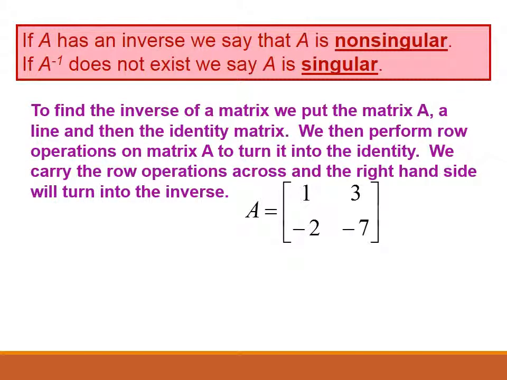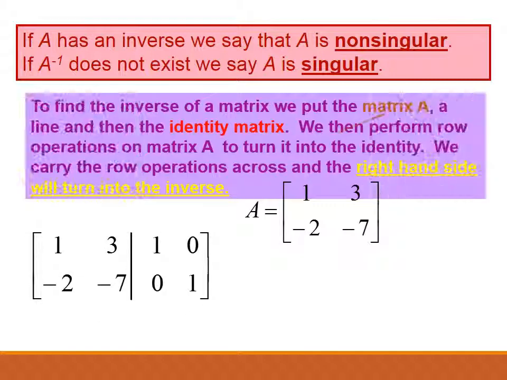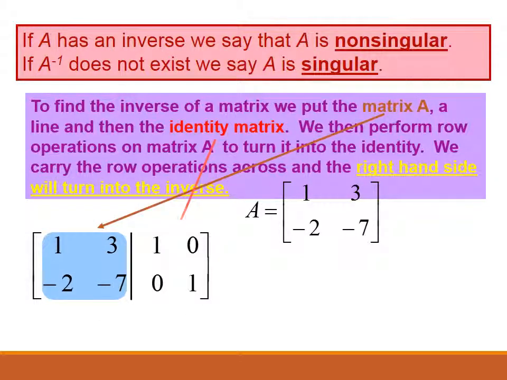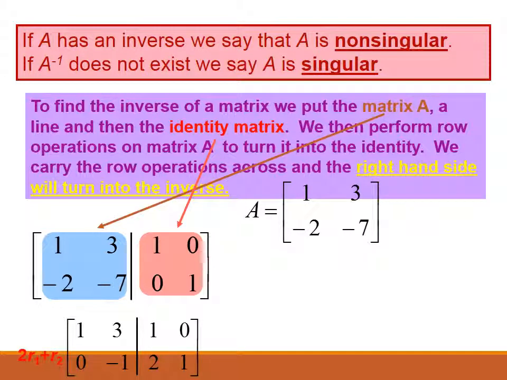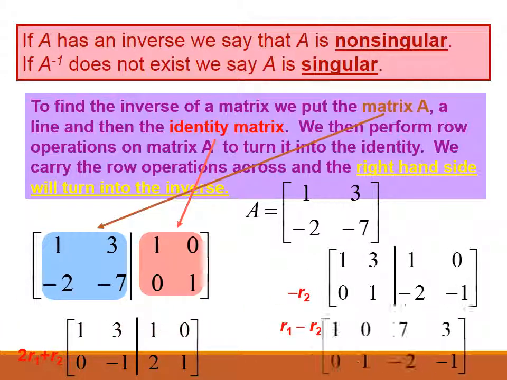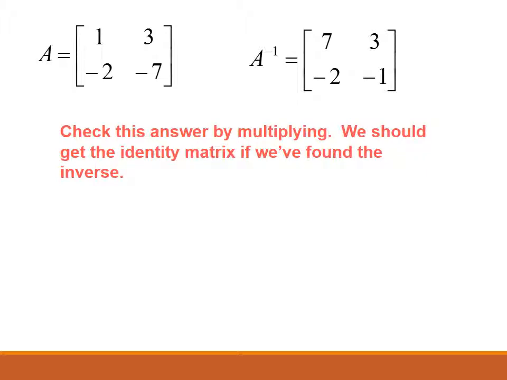To find the inverse of a matrix, we put the matrix A, a line, then the identity matrix. We then perform row operations on the matrix A to turn it into the identity. We carry the same row operations across this right-hand side, which will turn into the inverse. Check this answer by multiplying. We should get the identity matrix if we found the inverse.